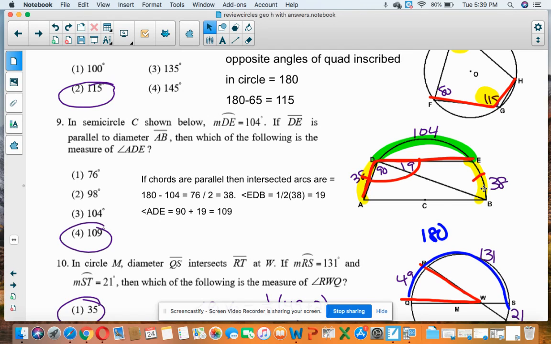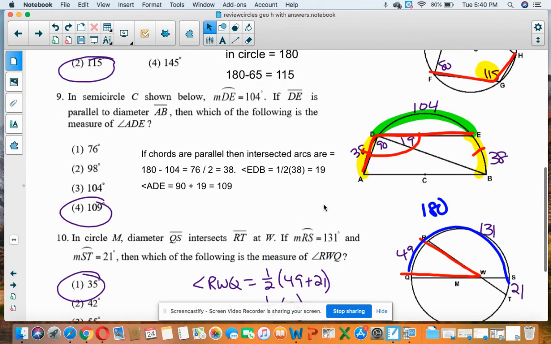And then I want to find angle EDB, which is right here. That's going to be 19 because it's an inscribed angle. It's half of the arc, and half of 38 is 19. And the thing that they actually want me to find is ADE. So this is 90 and this is 19, and I add those together. Okay, how do I know that this is 90? The rest of this is 180. It's a triangle that's inscribed in a semicircle, so it has to be a right triangle, a right angle right there.